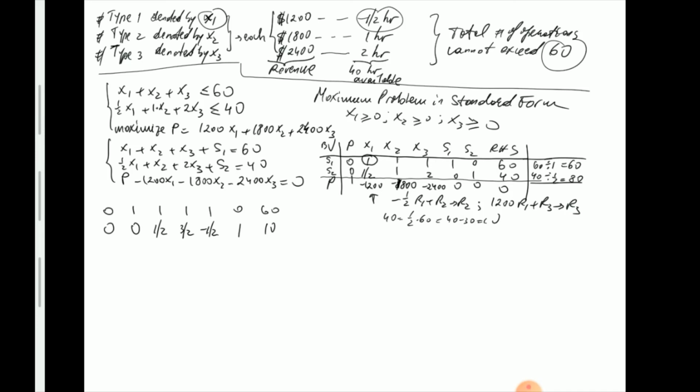And then the P row: 1200 times 1 plus 1 times minus 1200. Let's see, 1200 minus 1800, that's minus 600. Then 1200 minus 2400, that's minus 1200.